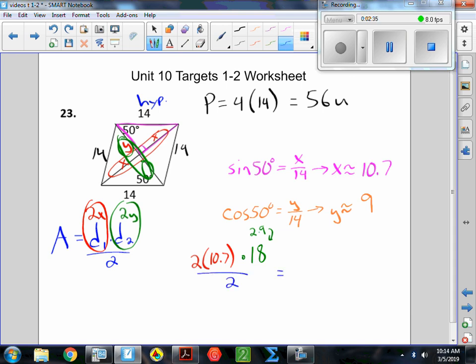So I use my calculator and come up with that answer. That's 192.6 units squared. That is an approximation because I used some decimals to get there. So 192.6 square units. So I defined x and y, parts of one triangle, used those to get the diagonals, and then used the diagonal formula.